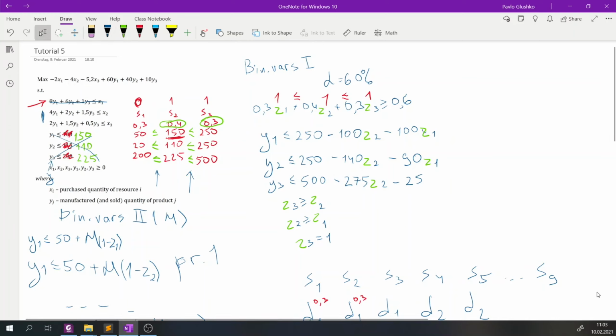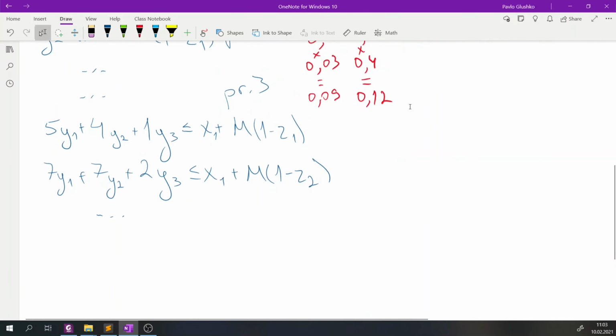Then this constraint, which guarantees the alpha level, of course, I need to modify it. I need now to write it down as 0.09 multiplied by Z1 plus 0.12 multiplied by Z2, and so on, more than 0.6. Yes, and this would be the modified problem. It's quite a lot of writing in this form.